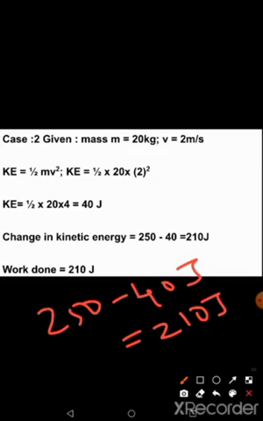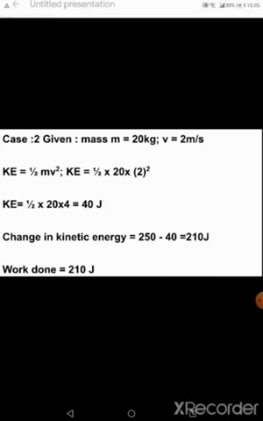So we have already learnt that kinetic energy is the energy possessed by an object which is in motion. Work is said to be done when the object gets displaced. So when it is moving, it is said to do some work. So work done here is the change in kinetic energy, which is equal to 210 joules.